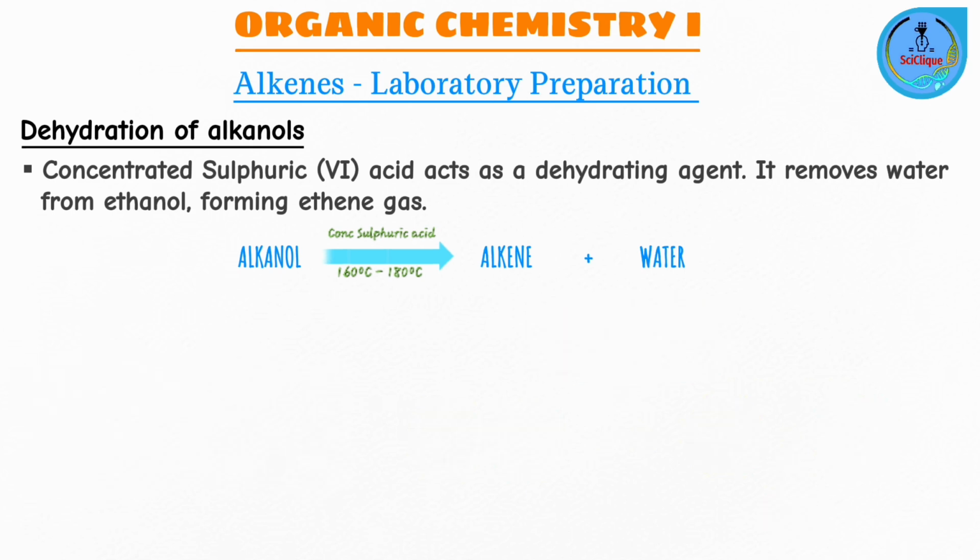So the general equations are as such. You start with an alkanol. This is an organic compound, by the way. It's going to be discussed in detail in Form 4. And by the use of either of these dehydrating agents, you end up having alkene plus water.